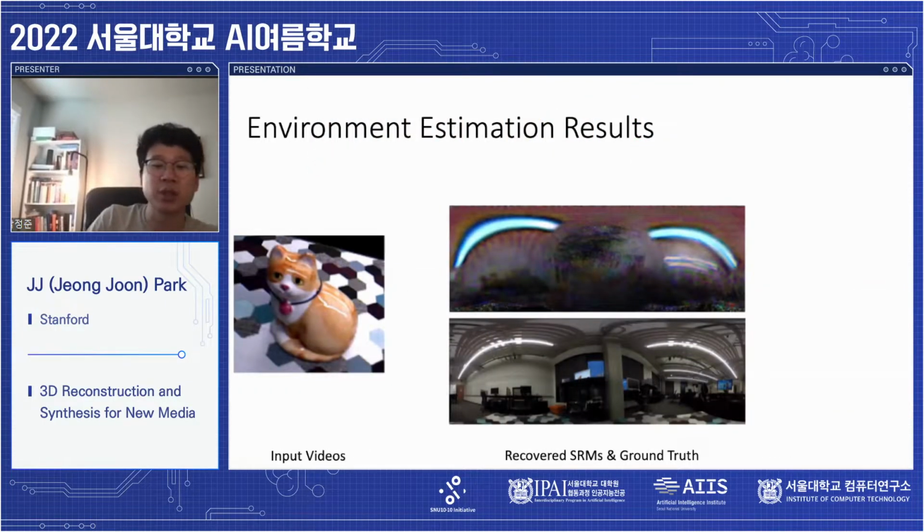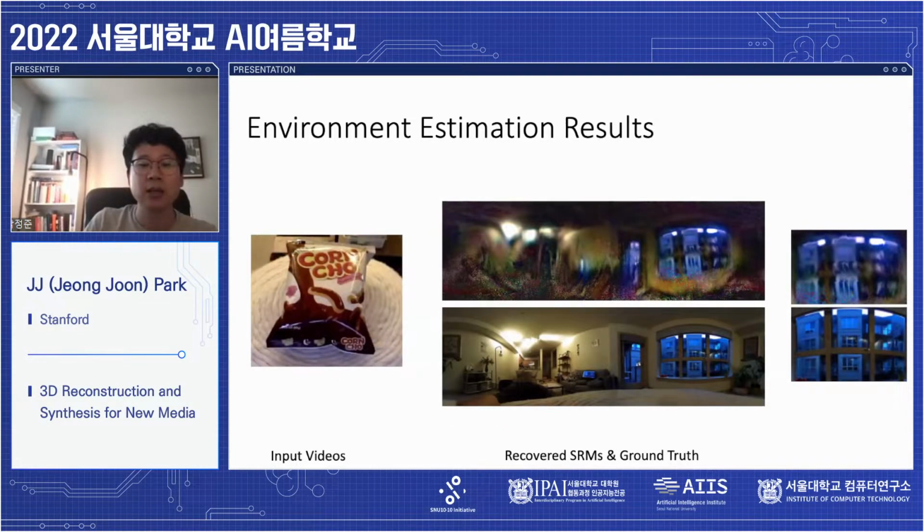Here are some results of the recovered SRMs. The left image is an example frame of the input video featuring a glossy cat decoration. You can see on the right that our method recovers the room lighting pretty accurately. And in some results here, when there are a lot of specular highlights in the scene, our algorithm can reveal a great amount of information just from the specular highlights, such as this building across the street.